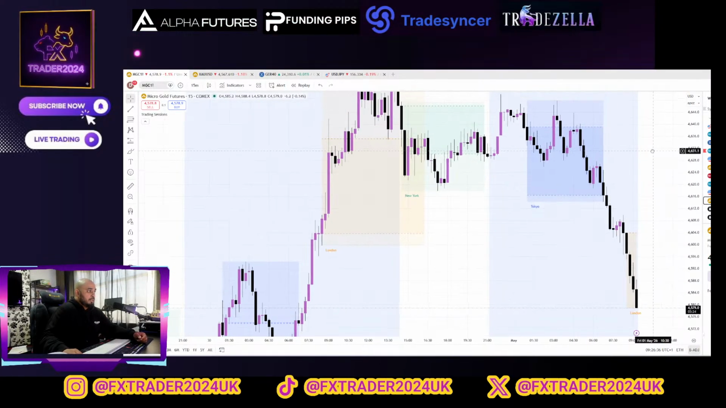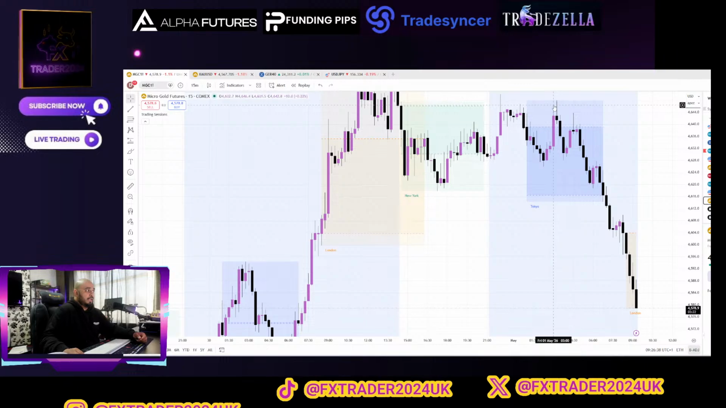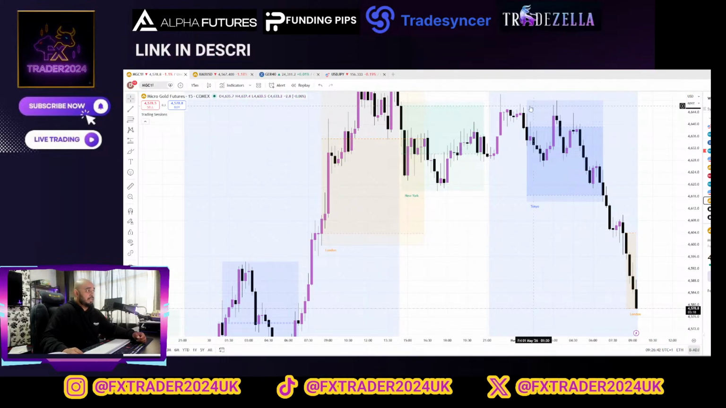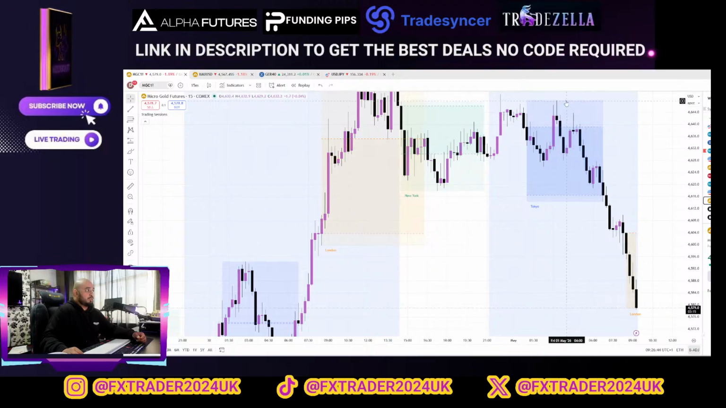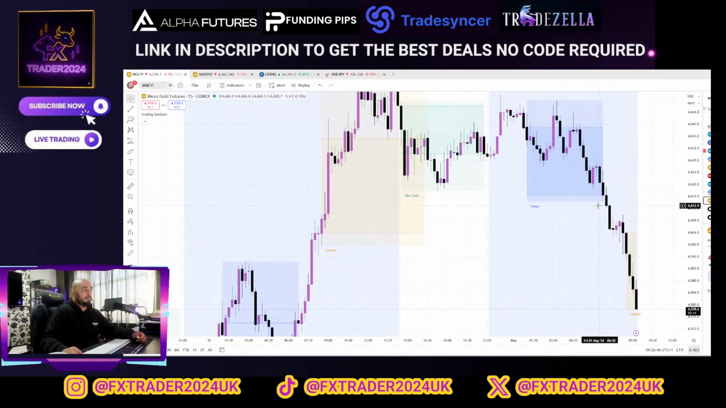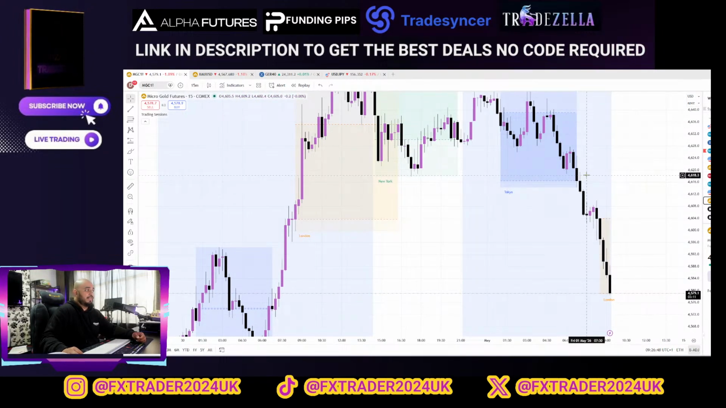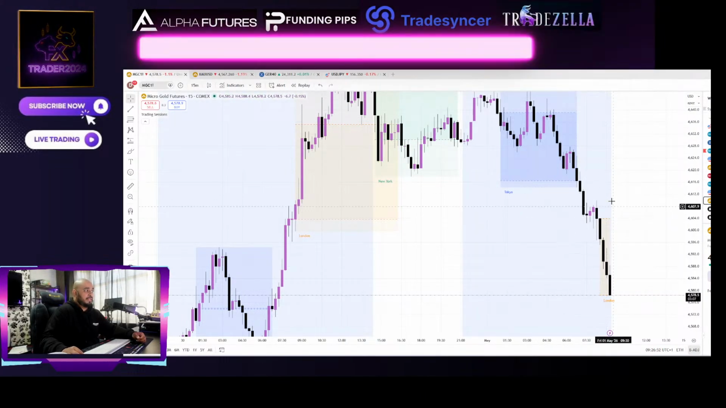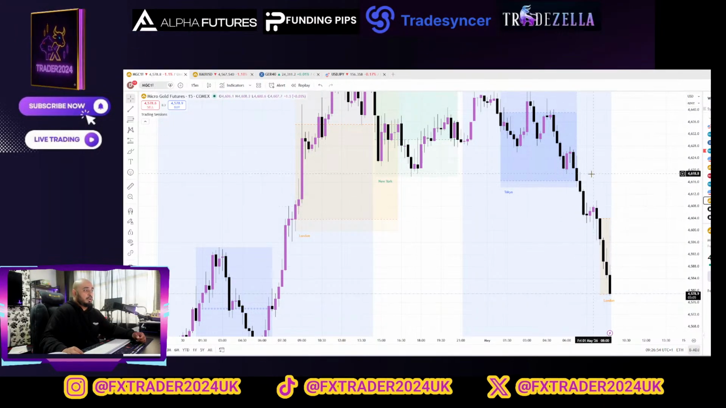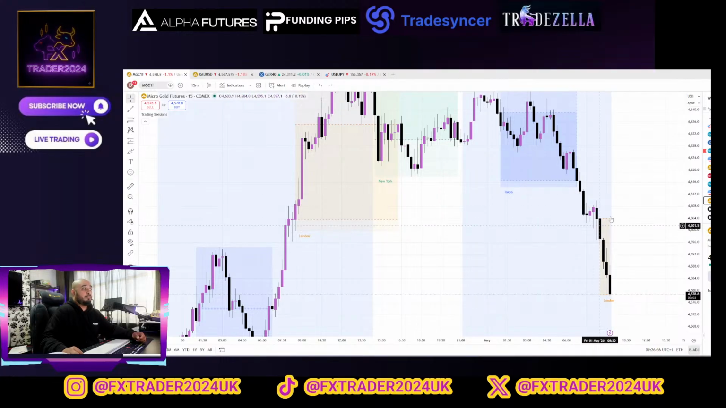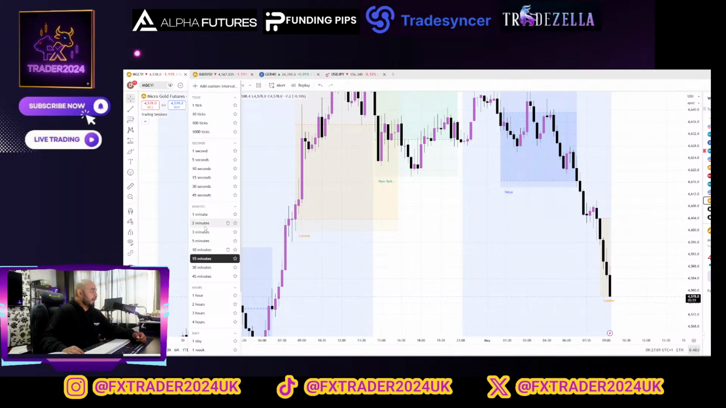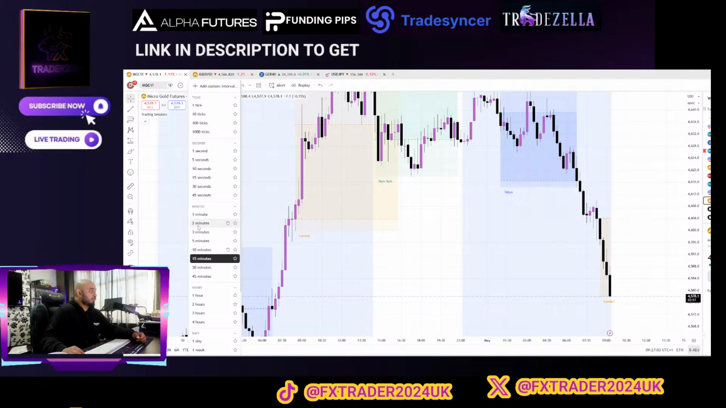Now you can see in the Asian session, price moved quite well here. So in the Asian session, you've seen price completely dumping. And then this area here, not the blue area, because that's where the Asian session ended. This area here is your pre-market London session.